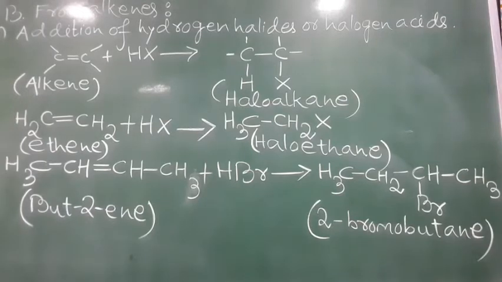Now children, if you see the structure carefully, you will see that butene is a symmetrical alkene, and when a halogen acid is added to a symmetrical alkene, you can see the product that is formed. The product formed is 2-bromobutane. Please write down these reactions in your exercise copy.